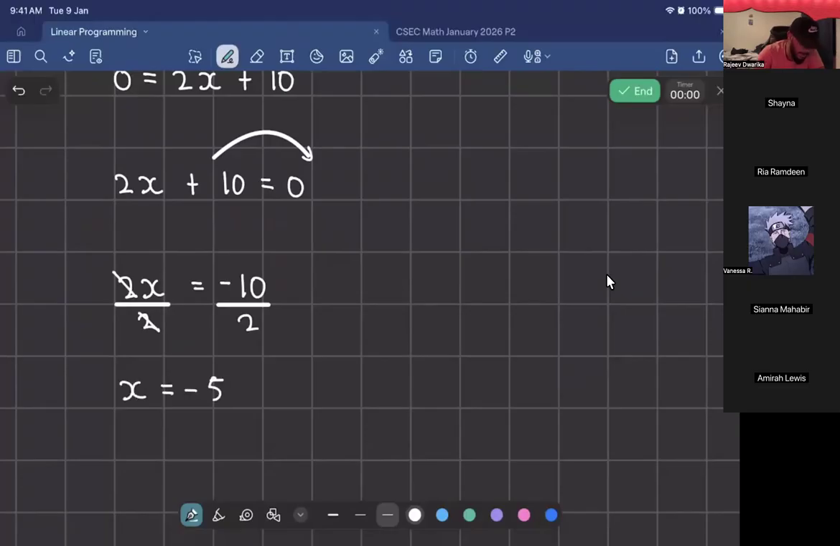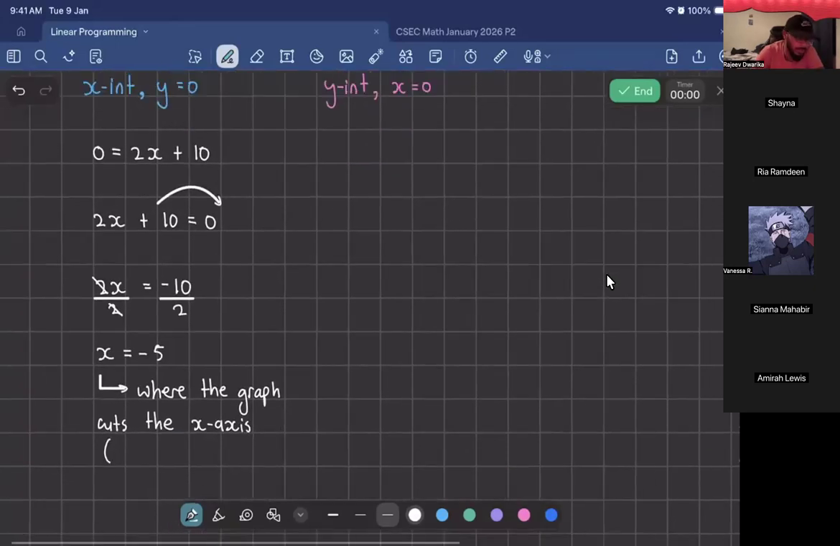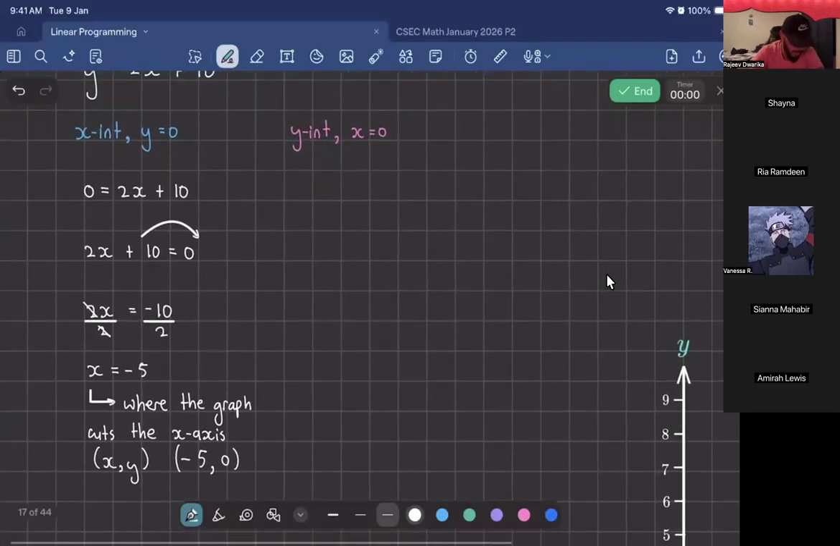So in other words, this is where the graph is going to cut the x-axis. If you wanted to write the coordinate, Ria, what would it look like? Remember, a coordinate is made up of an x and a y value. Negative 5, 0. Nice.